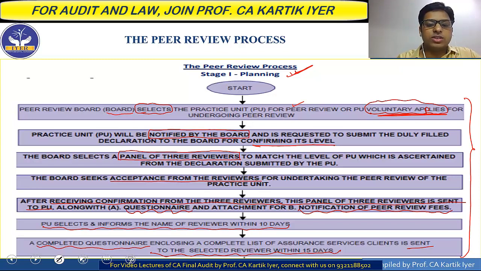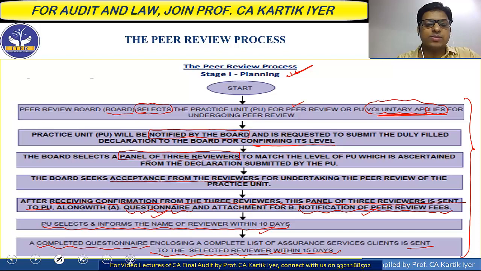After receiving the confirmation from the 3 reviewers, this panel of 3 reviewers is sent to the practice unit along with a questionnaire and attachment, and a notification for the peer review fees. Okay, these 2 will be provided. The practice unit selects and informs the name of the reviewer within how many days?